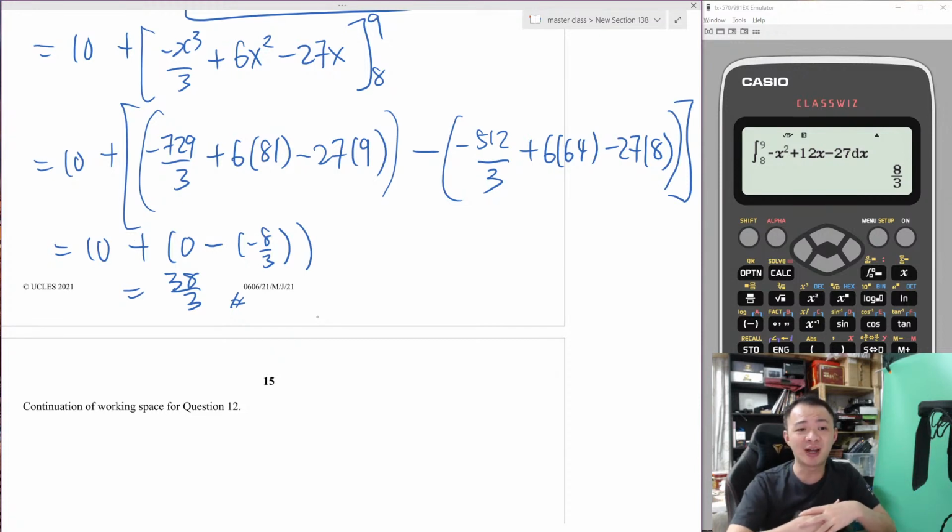Where can I download this calculator emulator? You need to pay every year, if I'm not mistaken. You can download from the Casio website. You just Google the Casio emulator, then you go to that website, you pay by credit card, then you should be able to download it.